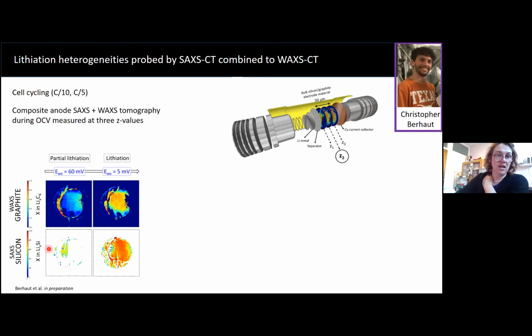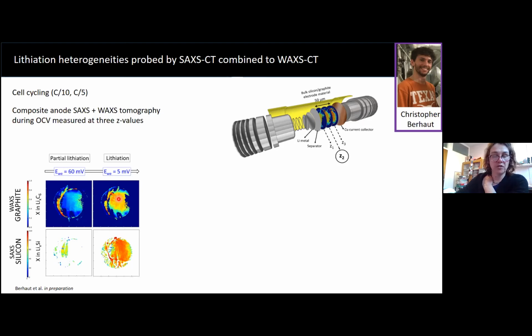And you see clearly the shape of the electrode that is round. And this is partial lithiation first. So you start lithiating graphite and a bit of silicon. And when you finish your lithiation, you see you have lithiated both the graphite and the silicon. And you can see also that the lithiation is not completely homogeneous. It is more lithiated in the center of the cell, which is probably due, of course, to the Swagelok geometry.